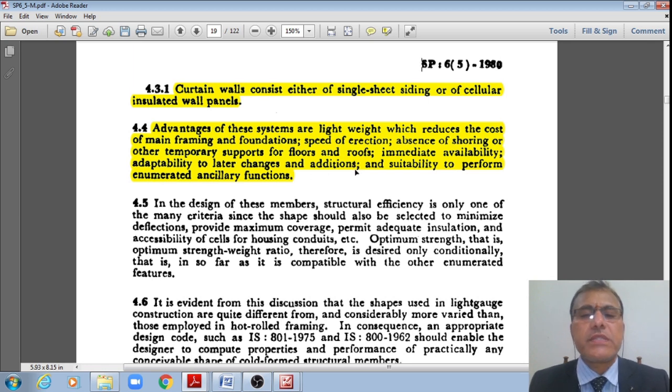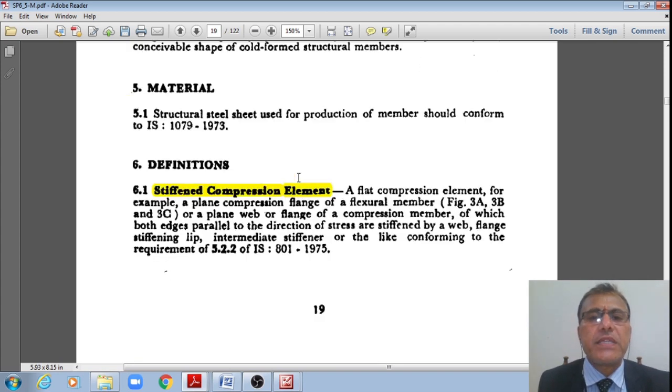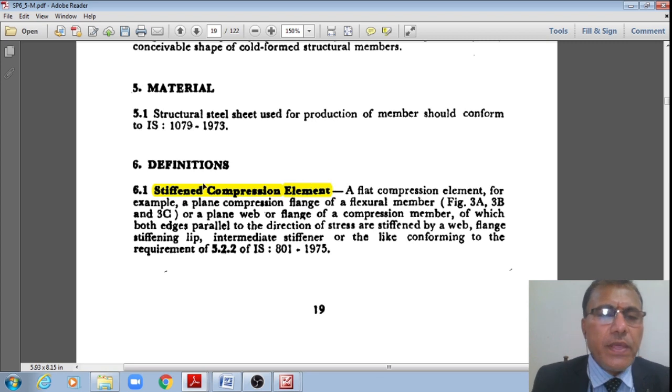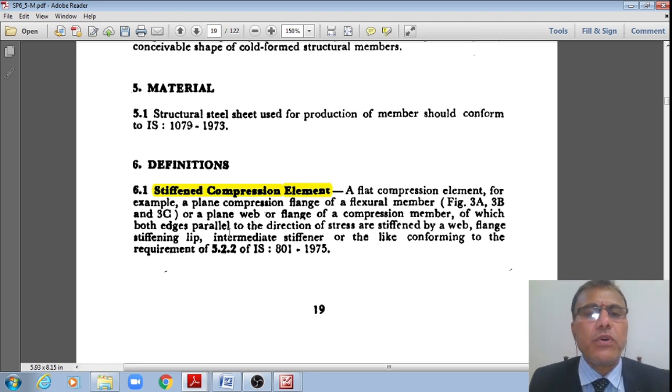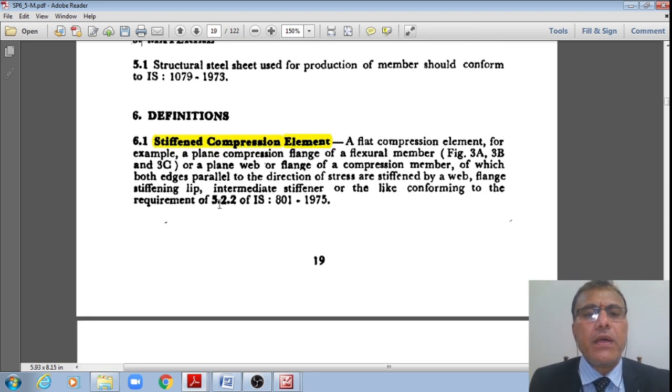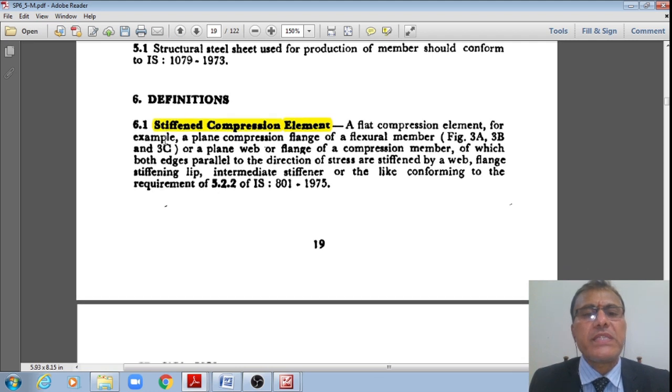I can do alterations at a quicker pace, right? I can add, delete, etc. And suitability to perform enumerated ancillary functions. Just now we have seen we can use it for acoustic purposes or for running the wires in between the voids. These are the different advantages of these light gauge steel structures. Now once we see this, let us move to the definitions, students. I hope you are understanding the discussions. And now let us see the definitions, right?